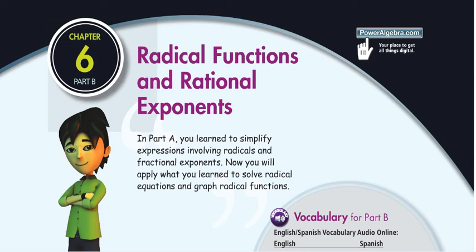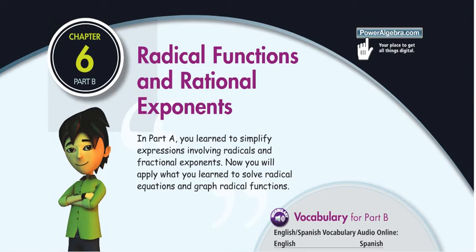We're going to be looking at Chapter 6, Part B, Radical Functions and Rational Exponents. In Part A, you learned to simplify expressions involving radicals and fractional exponents. Now you will apply what you learned to solve radical equations and graph radical functions. So we're here on page 416 in your textbook.